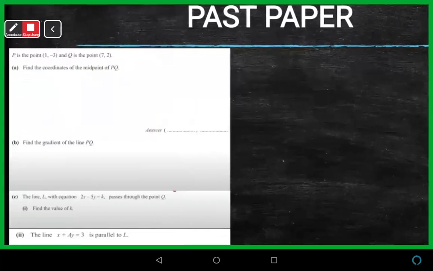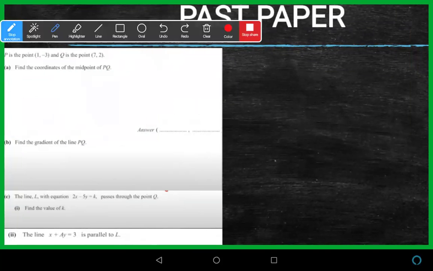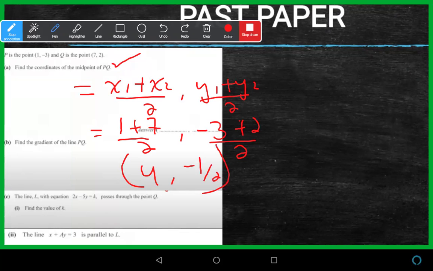So the question is, P is the point 1 comma minus 3 and Q is 7 comma 2. Find the coordinate of the midpoint of it. Again, we have to find the midpoint. The formula of midpoint is x1 plus x2 divided by 2, comma y1 plus y2 divided by 2. So x1 is 1, x2 is 7, so 1 plus 7 divided by 2. Y1 is minus 3 and y2 is 2, divided by 2. So 1 plus 7 will be 8, divided by 2 will be 4, and minus 3 plus 2 is minus 1, so minus 1 over 2. So this will be the answer of part number 1. So 4 comma minus 1 upon 2 is the midpoint.